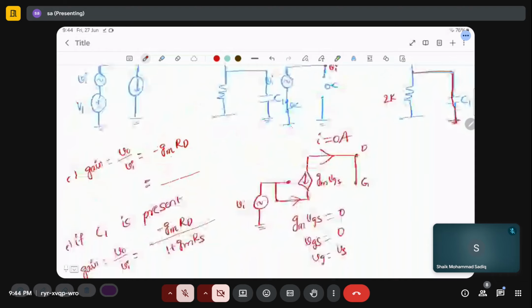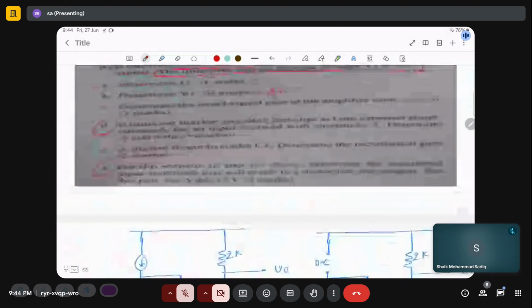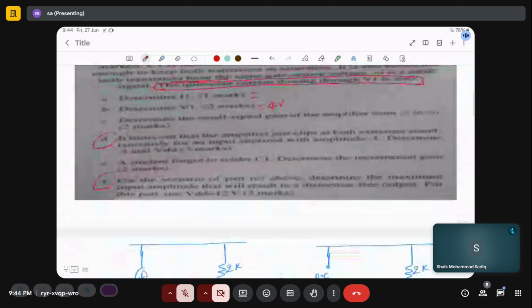So for tomorrow's class, you should solve these two parts, D and F.